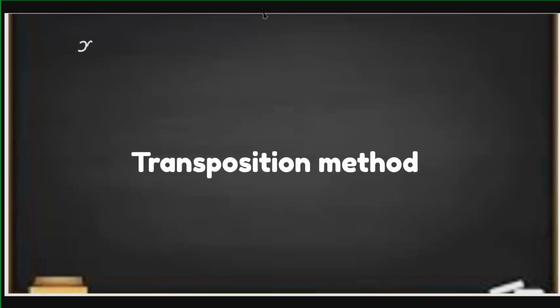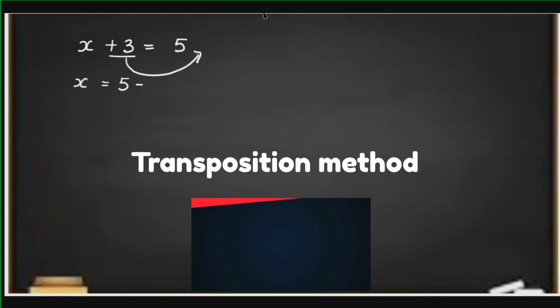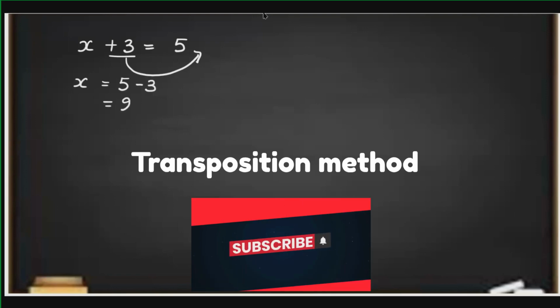For example, x plus 3 is equal to 5. 3 is a positive number. If I move this 3 to the other side, it will become a negative number. So I'll get 5 minus 3, which is equal to 2.